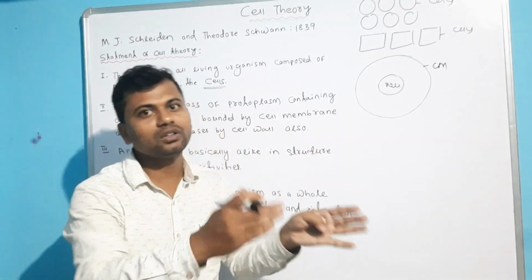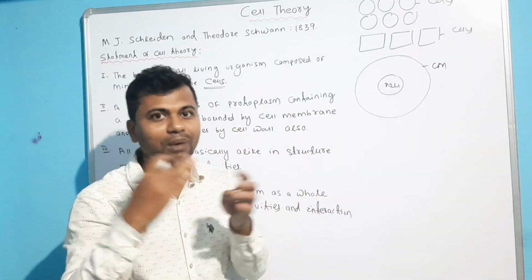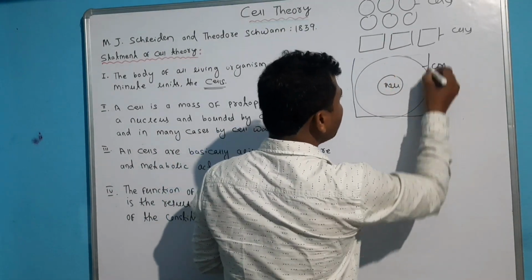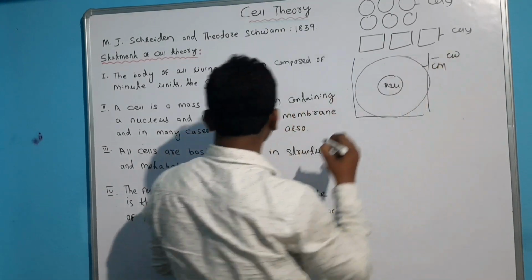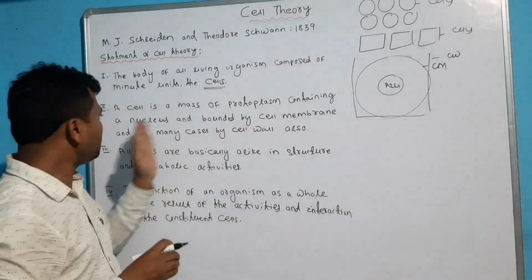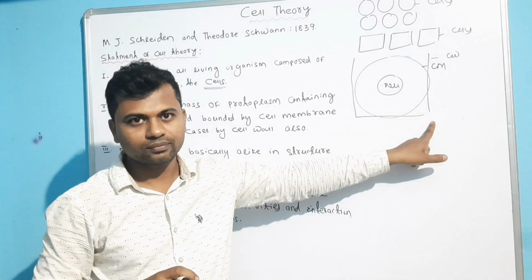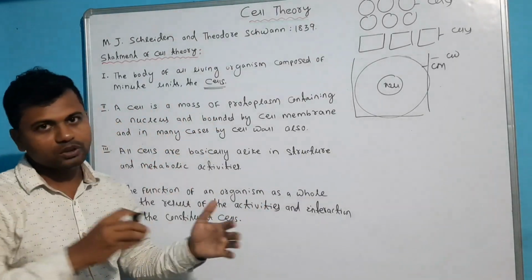This is for the animal cell. But in the case of the plant cell, just around the cell membrane, a cell wall is present. That is the second part of the statement: in many cases, bounded by a cell wall also, for the plant cell.